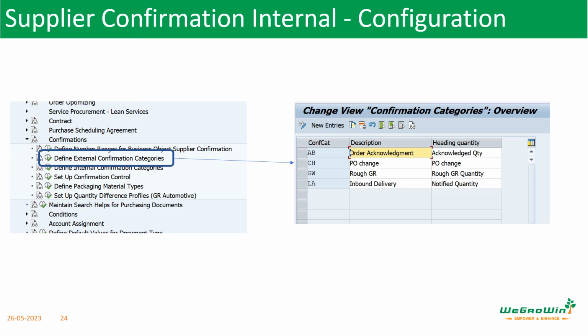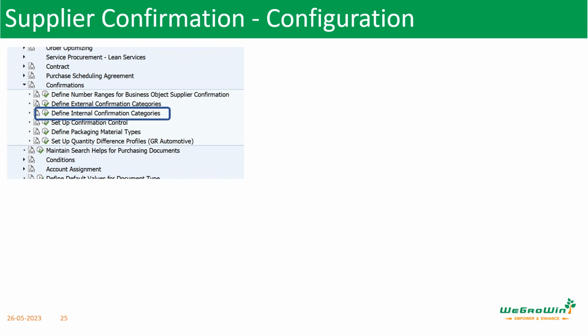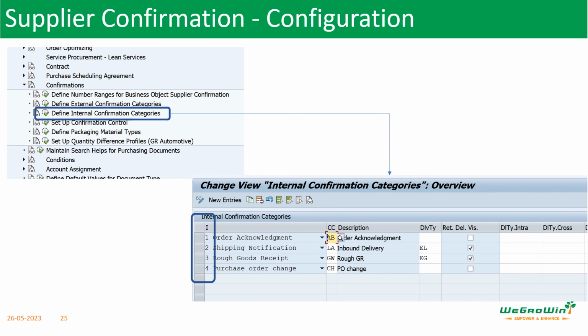There are external categories, with examples shown here like order acknowledgement, PO change, rough GR, those kinds of things. Next is the internal configuration. The menu path is shown here. There are 3 kinds of internal confirmation categories. Category 1 is the order acknowledgement. Category 2 is the ASN, advanced shipping notification, or shipping notifications or inbound deliveries. And then 3 is used for goods receipt. Like this we can create them, and if you want to create further ones, we can create those also.